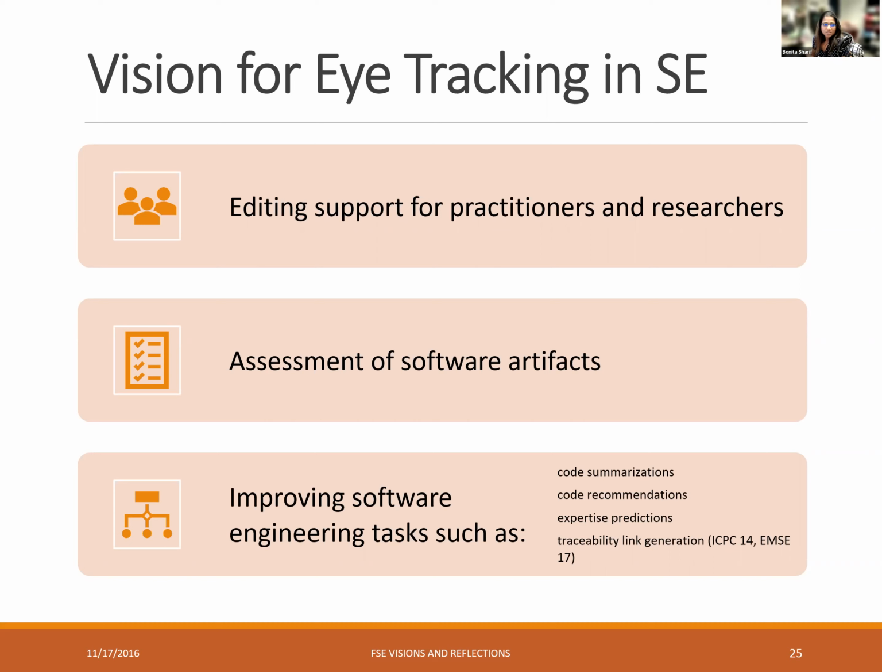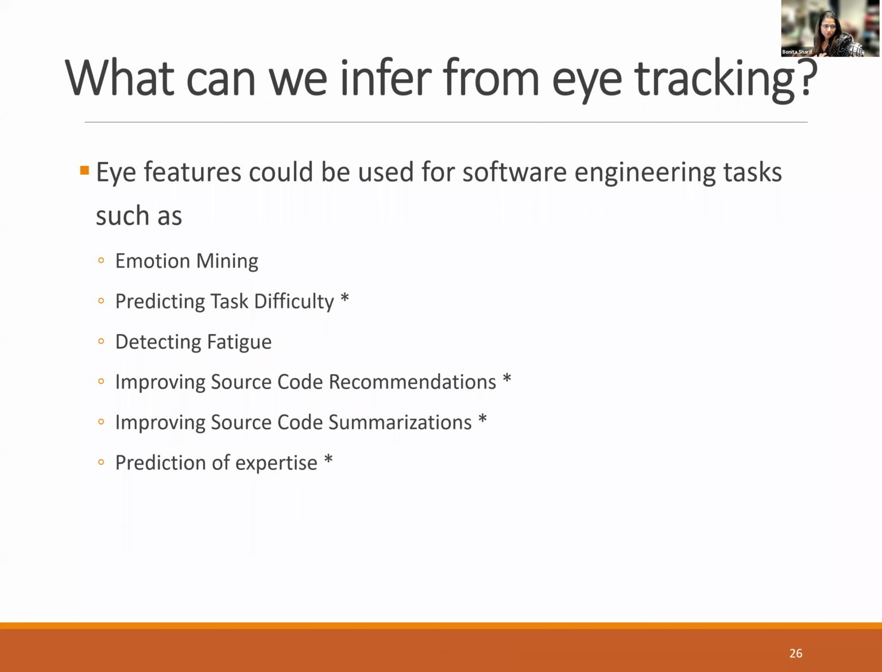We would also like to assess different types of software artifacts. And then how do we improve software tasks? So let me talk a little bit about what we can infer from eye tracking. We can predict task difficulty based on how often people look at certain things. We can, this is what I'm currently working on, predict expertise. For example, what's the eye tracking signature of an expert compared to a novice? We can use it to improve source code summarization as well as recommendations, which we have done. So the stars indicate areas that I've already been working on.